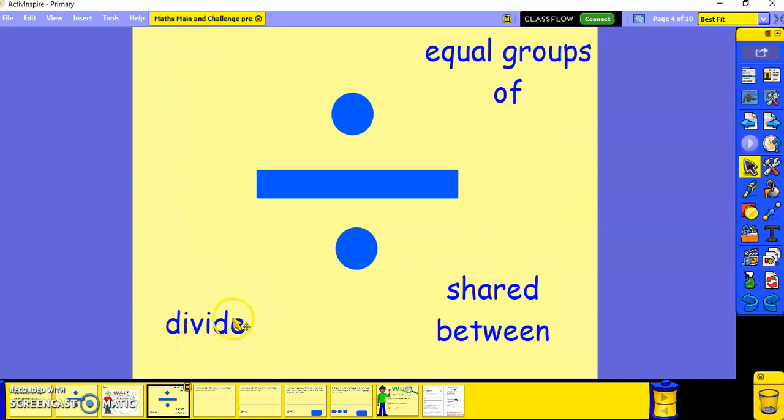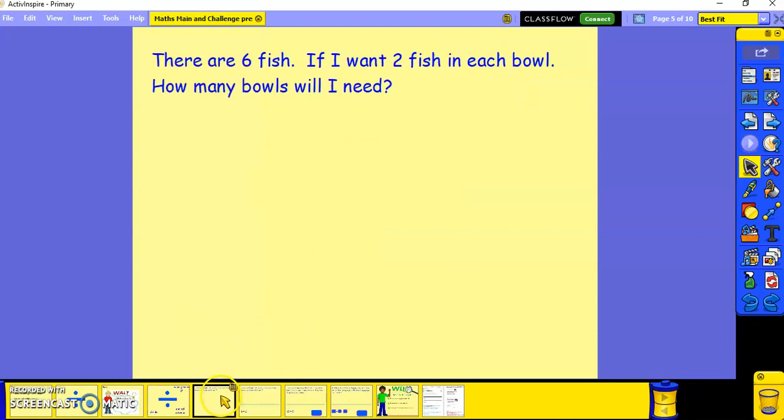Now, that could include the language divide, shared between, equal groups of, and there are plenty of other words as well, but these are the main three that we're focusing on. So I've got a question for you to have a go at first before I show you the method for today. So make sure you've got a piece of paper or a whiteboard in front of you and pause the video if you need to go and find something.